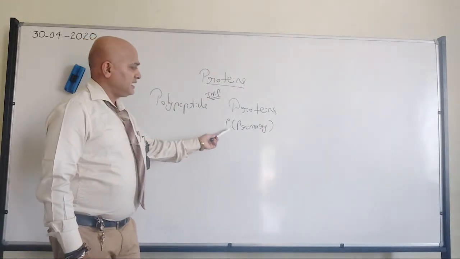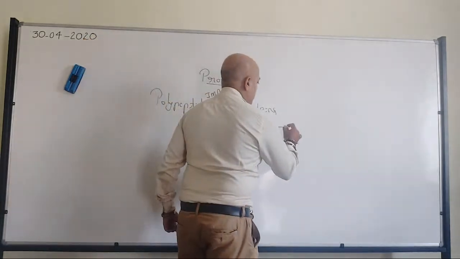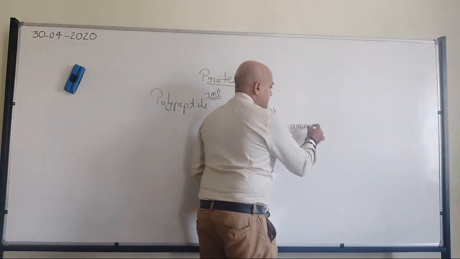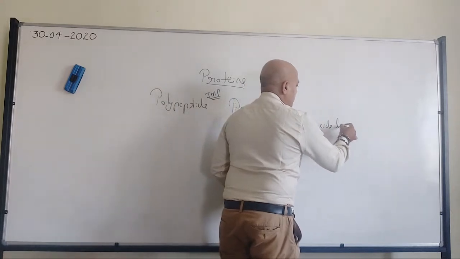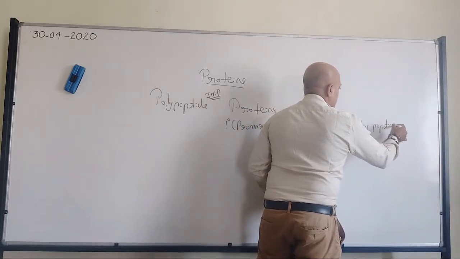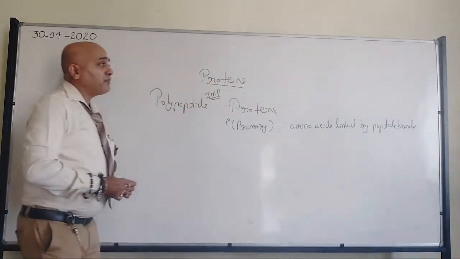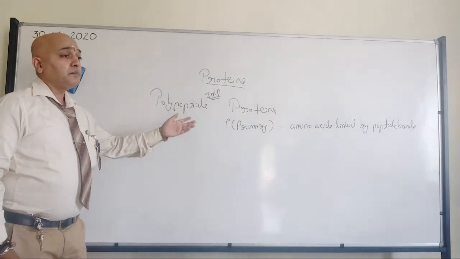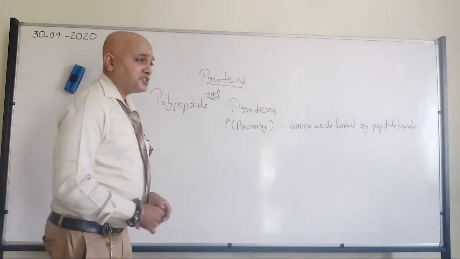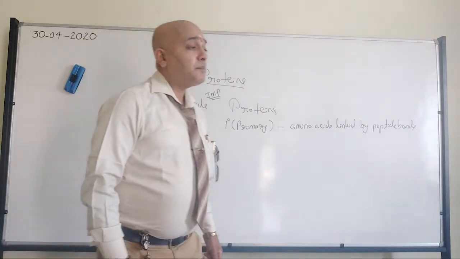You can write it like this or as the word primary. No problem. Now when I am talking about primary structure, it is nothing but amino acids linked by peptide bonds. It is nothing but a sequence of amino acids linked by peptide bonds. That is primary structure. Am I clear? So what do you mean by primary structure? These are the sequence of amino acids linked by the peptide bonds.